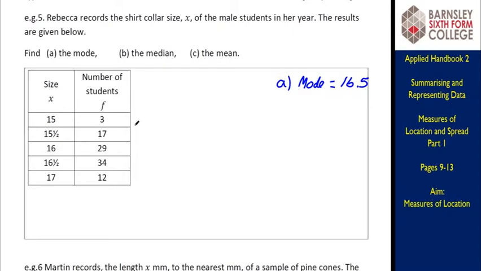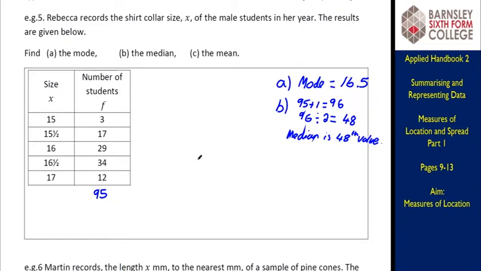Now the median. If we add up all these values here, our total frequency is 95. So if we want to find the median, we add 1 to the number of pieces of data we have, 96, and then we divide that by 2. Later, when we do estimations for the mean, we might not actually add on the 1 first because we're just finding an estimate. But for now, we're just going to do this. So the median is the 48th value. If I've got 95 values, the median is the 48th value.